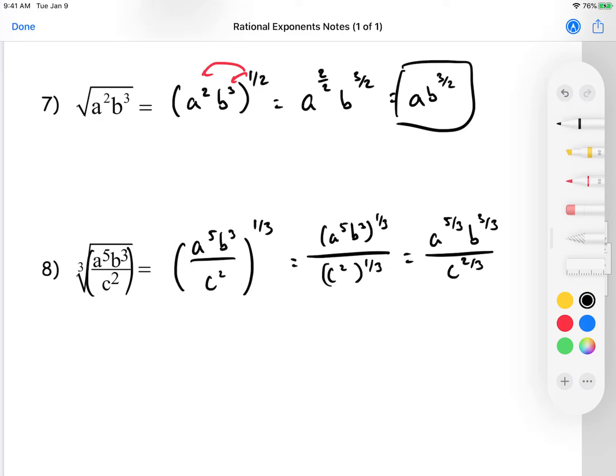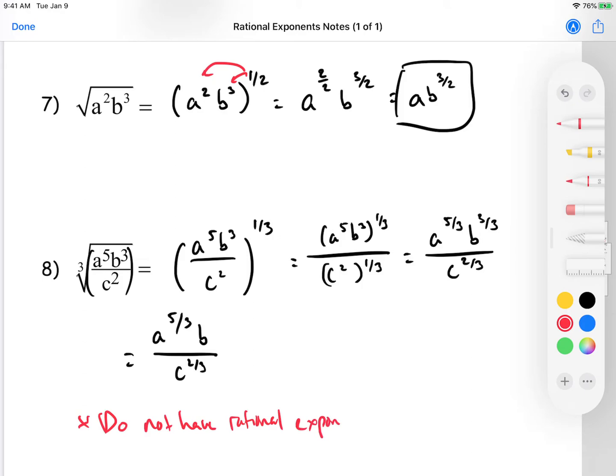Now it's simplifying a little bit more. This is the same thing as a to the 5/3 times b over c to the 2/3. Now most teachers will let you stop there. I ain't gonna do it. And here's why. You do not have rational exponents in denominators.